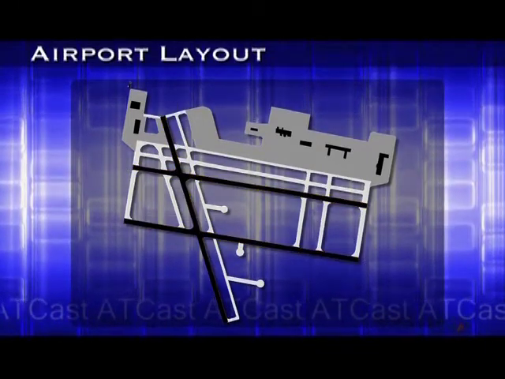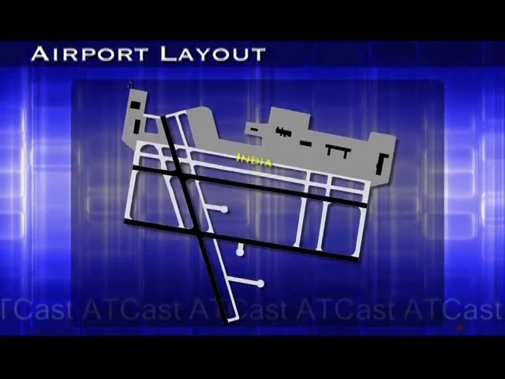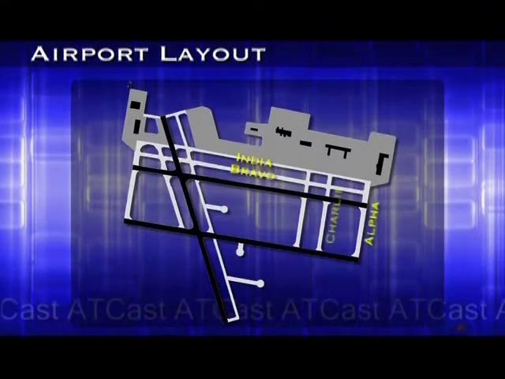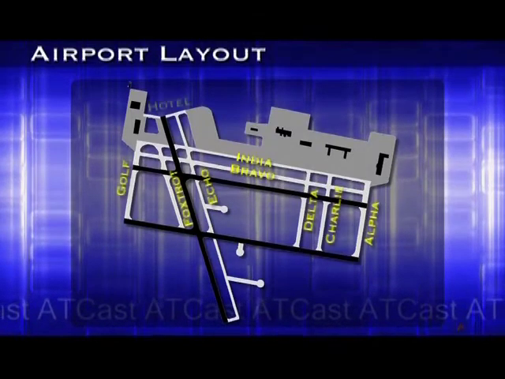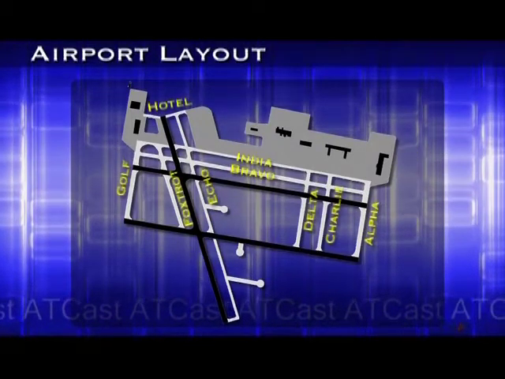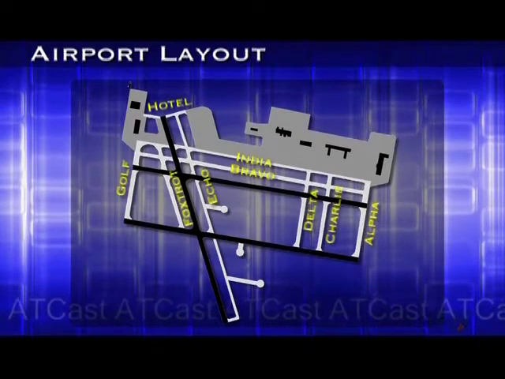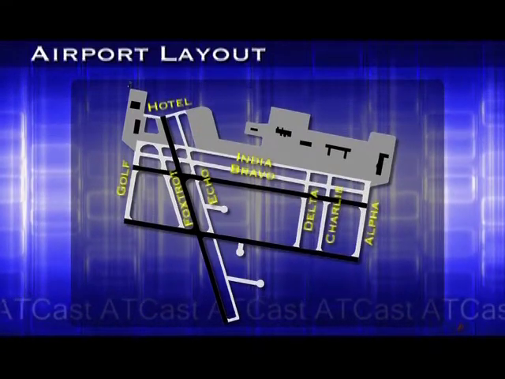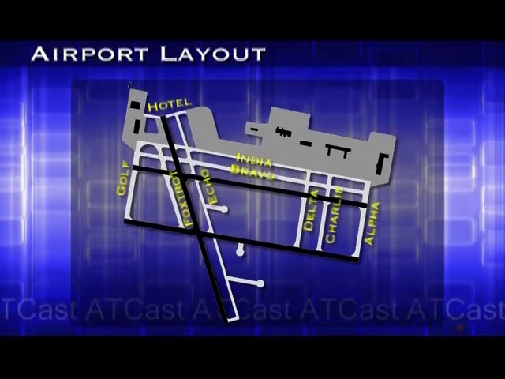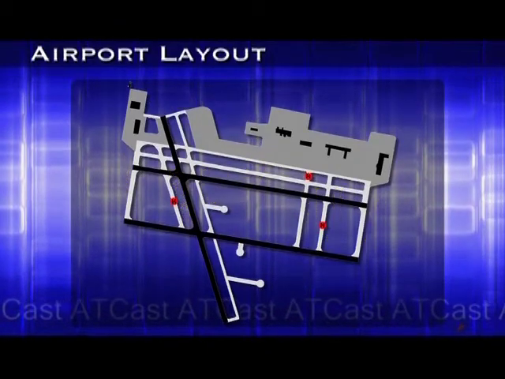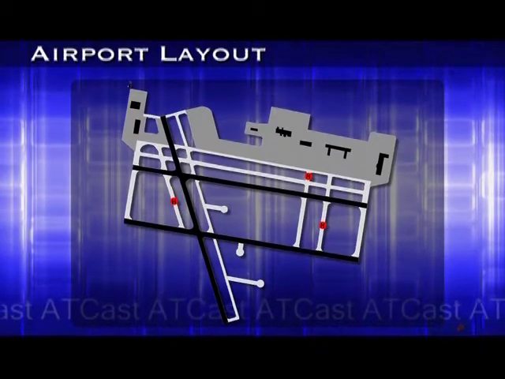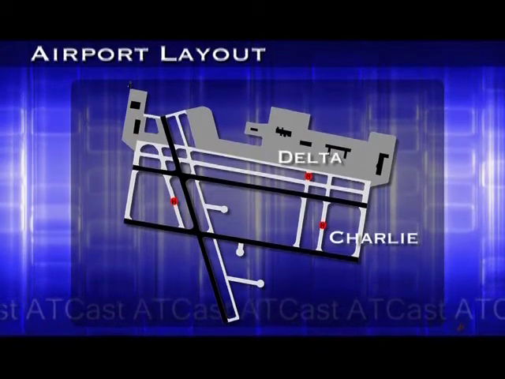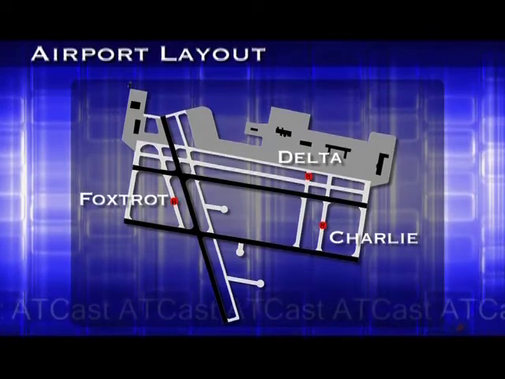Academy has 9 taxiways shown here: Taxiway India, Bravo, Alpha, Charlie, Delta, Echo, Foxtrot, Golf, and Hotel. Like we mentioned in the previous episode, each of the runways, helipads, and taxiways is a movement area. All other areas are non-movement areas. There are also 3 helipads shown here. They're named for the taxiway they're on. For example, Helipad Charlie, Helipad Delta, Helipad Foxtrot.